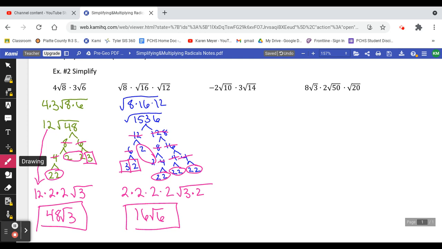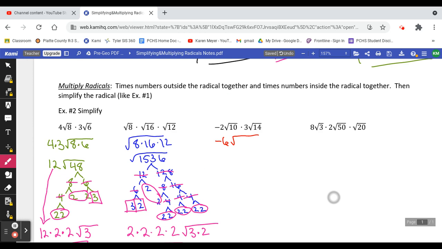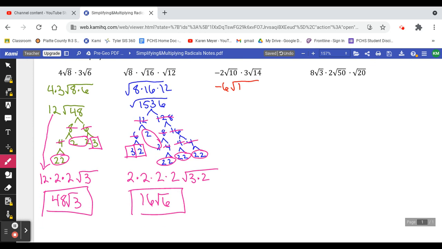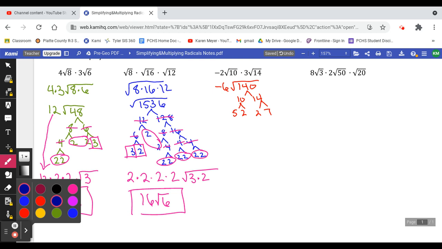Okay, next one. I get to multiply negative 2 times 3, which will give me negative 6. Inside the root, I get to multiply 10 times 14, which is 140. Break down 140, so I'm going to do 10 and 14. 10 is going to go to 5 and 2. 14 is going to go to 2 and 7. Okay, no go 10, no go 14. I got a pair of 2s, a single 5, and a single 7.